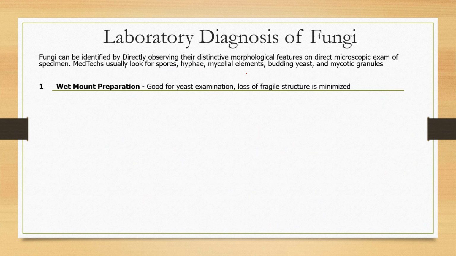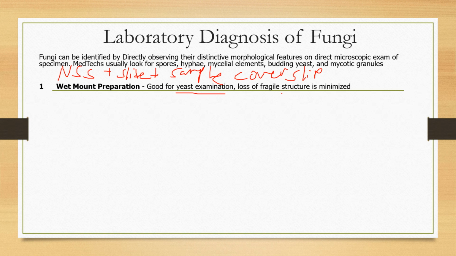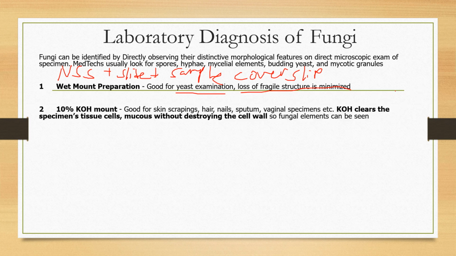So for diagnosis, we are going to prepare a wet mount preparation. When we talk about wet mount, we use NSS. We put the NSS on a slide, then the sample, then we add the cover slip. Then we view it under the microscope class. This is good for yeast examination, and the loss of fragile structures is minimized.